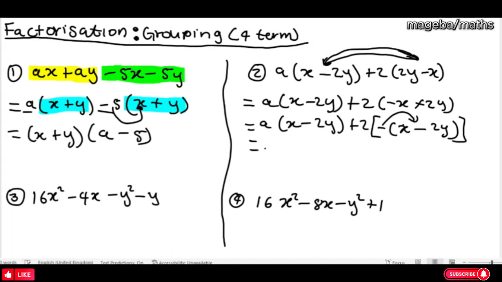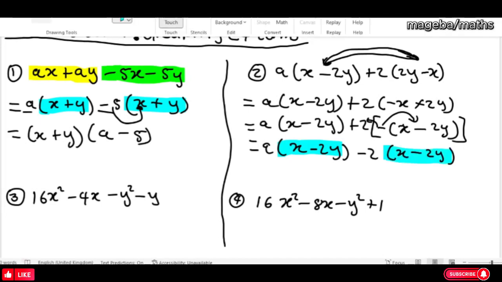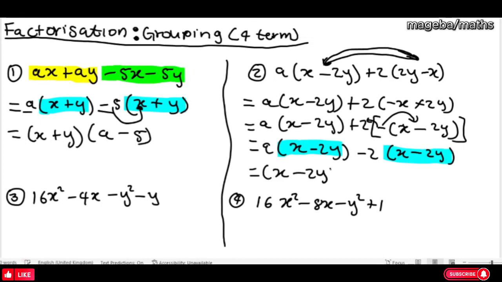And then from here it's just x minus 2y, and this negative is going to times this positive 2x, which is going to give me negative 2, which is just x minus 2y. And then from here I have this common factor, which is the same as this, so I can take it as a common factor, which is just x minus 2y, into, now I'm left with a and minus 2, which is just a minus 2, and then after that I'm done.